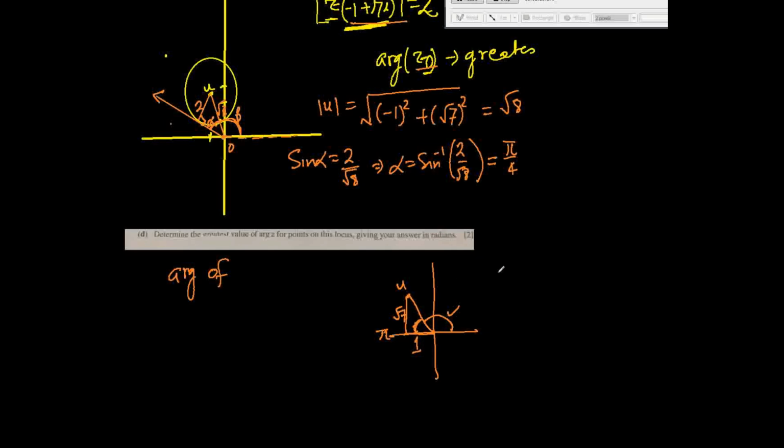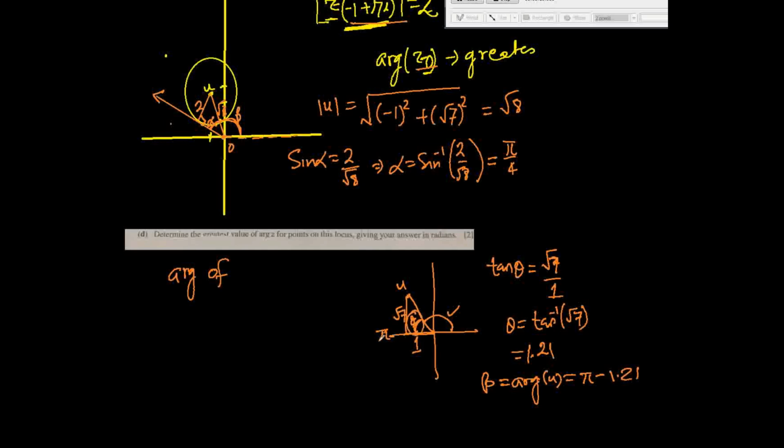So we can use tan theta in this case. Let's call this one theta. Tan theta equals opposite over adjacent. So theta is tan inverse of square root 7, which will be 1.21. Yes, 1.21. And beta, which was the argument of u, will be pi minus 1.21. We'll subtract this angle from pi, so we'll get the one we wanted. Okay, let's keep it like this.